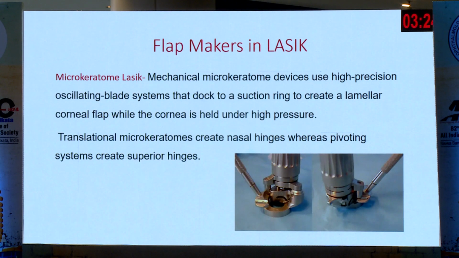So to start with the microkeratome LASIK, there are different types of microkeratome available in the market. They are very high precision oscillating blade systems that dock into a suction ring to create a lamellar corneal flap while the cornea is held under high pressure. So the machine creates a vacuum, it will hold the eye, and then you can perform the flap making. It can be of two types: translational microkeratome, which creates a nasal hinge, whereas the pivoting system creates a superior hinge. So both are equally good.